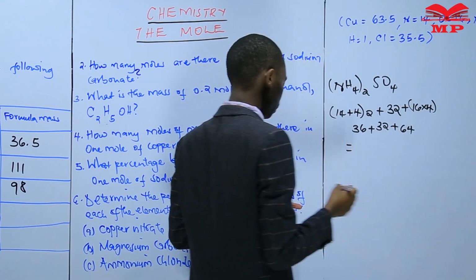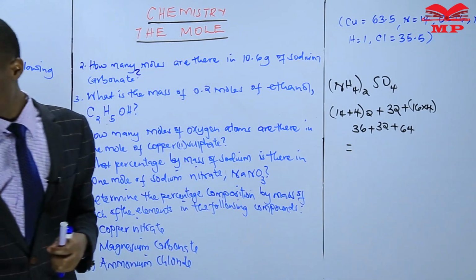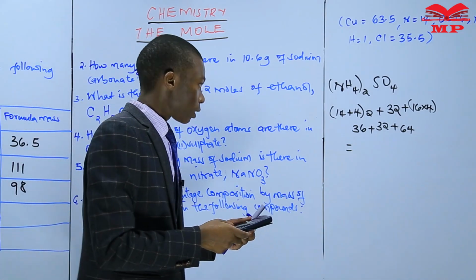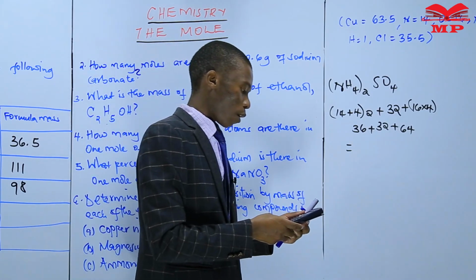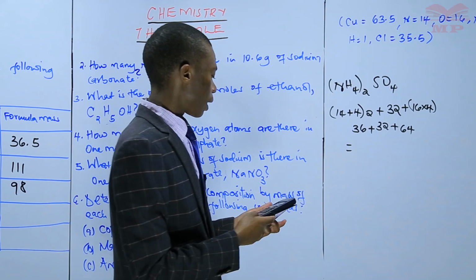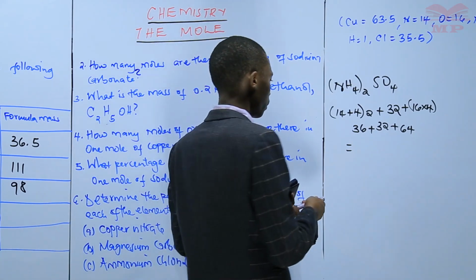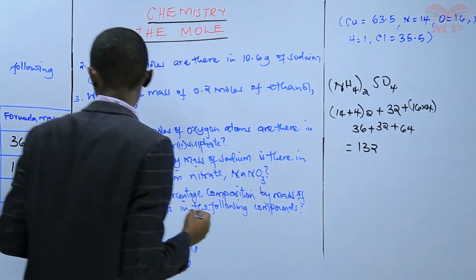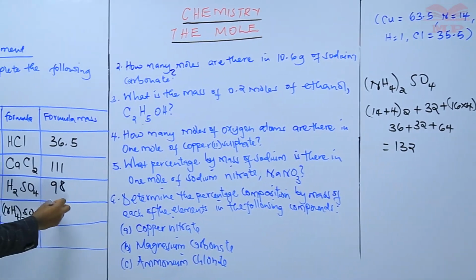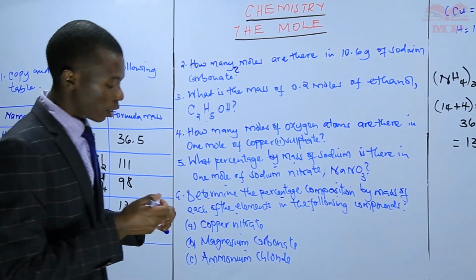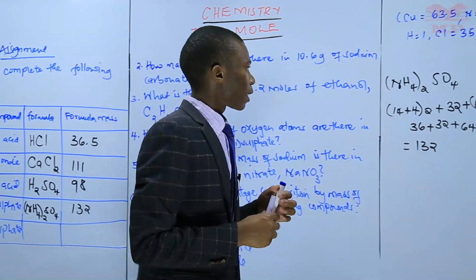Therefore, this gives you 36 plus 32 plus 64. This is 132. Therefore, that is how you get the mass or the relative formula mass of ammonium sulfate.